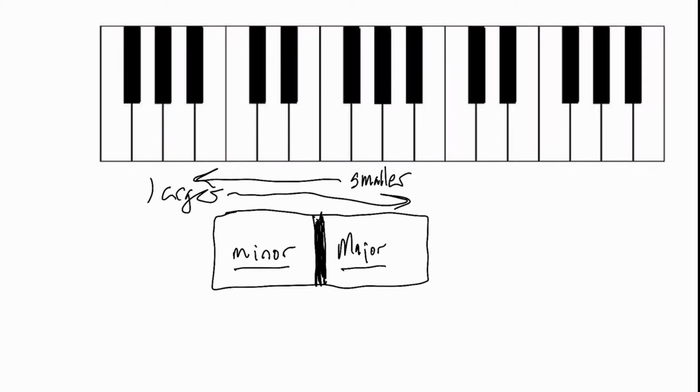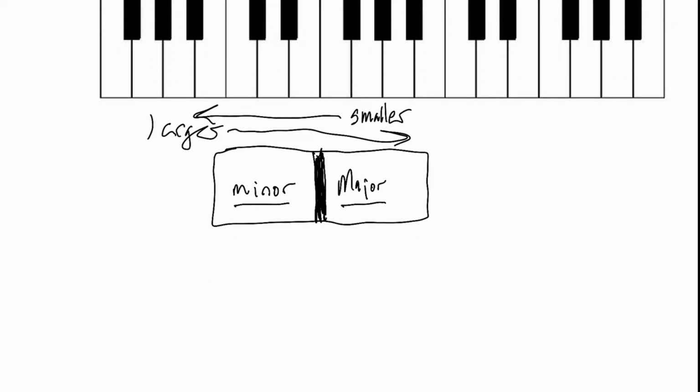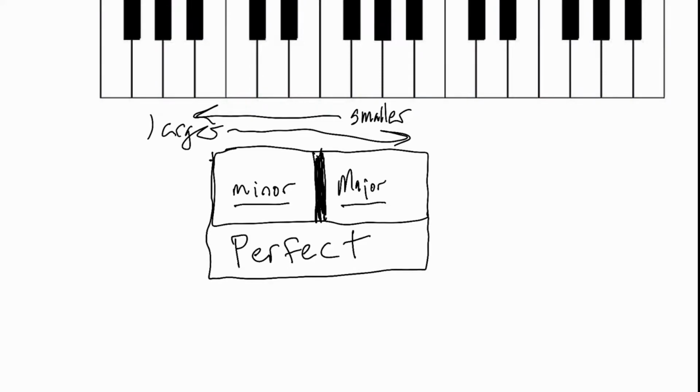We're going to add to this. Let's put perfect underneath this. And then we're also going to put diminished over here. And augmented over here.